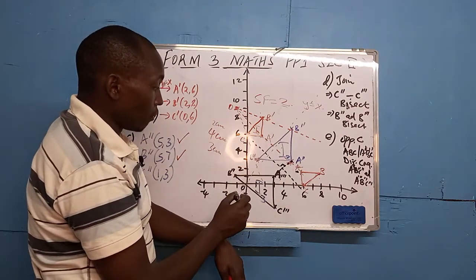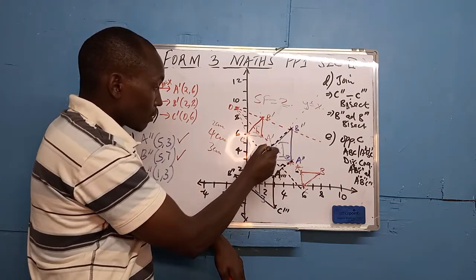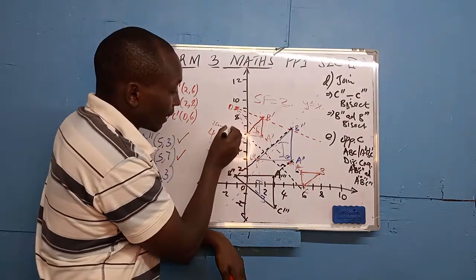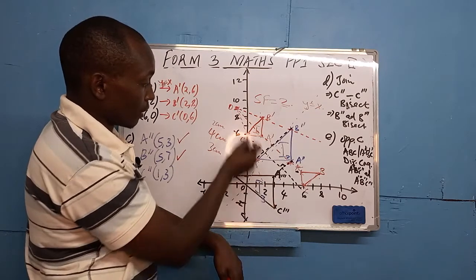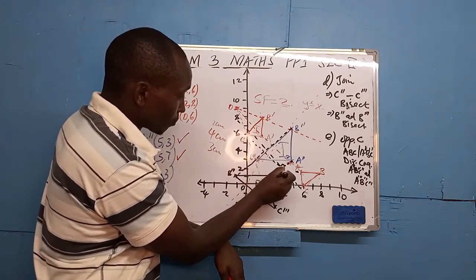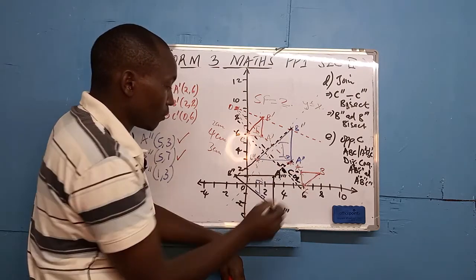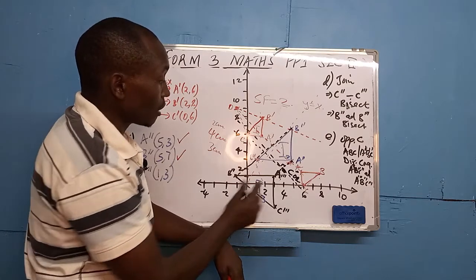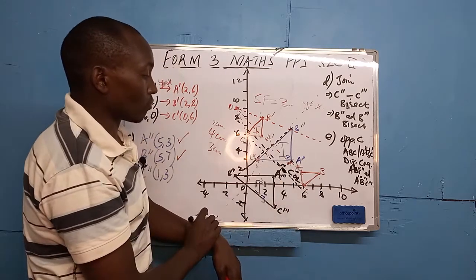Then I join another point. For instance, I can join point B. Then I bisect it again. I'm just showing you a guide. You bisect that line. And where they meet, that is the center of rotation. I know my diagram now is full of very many lines. You cannot tell which is which. But where the two bisectors meet, that is the center of rotation.